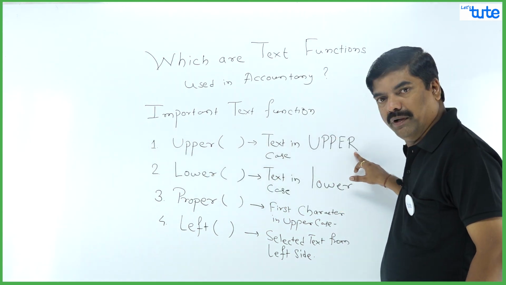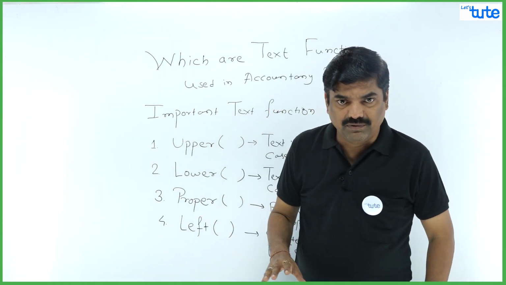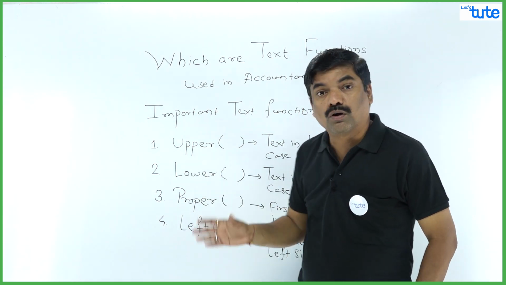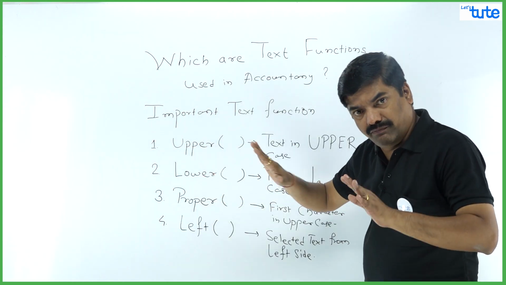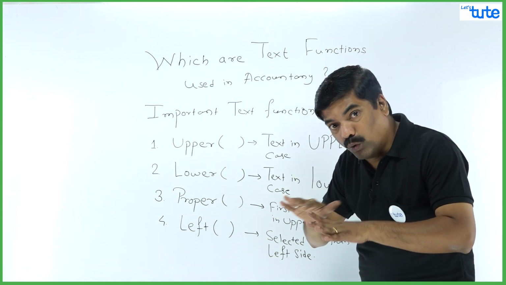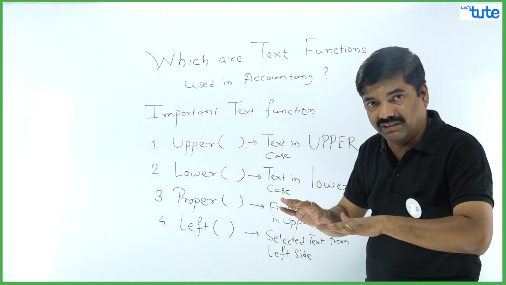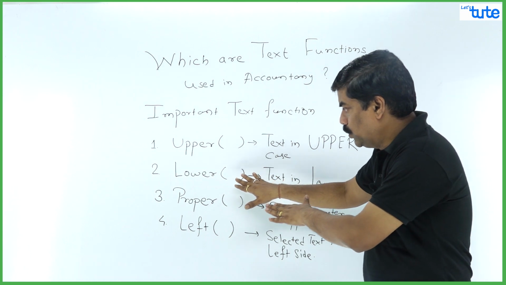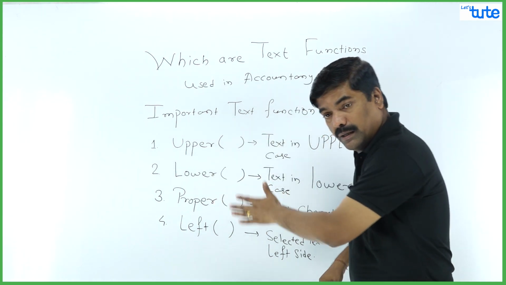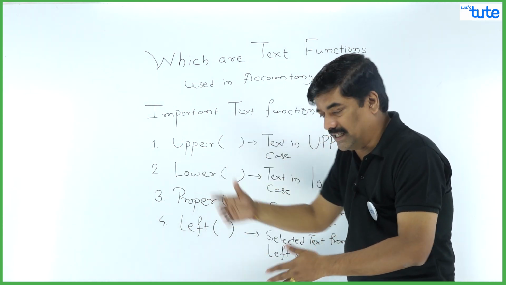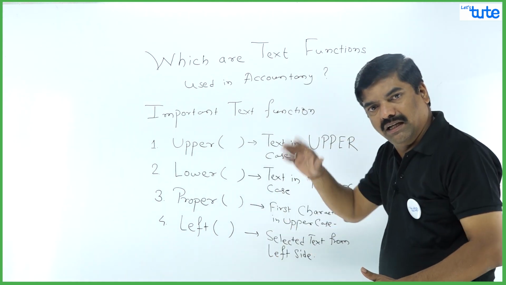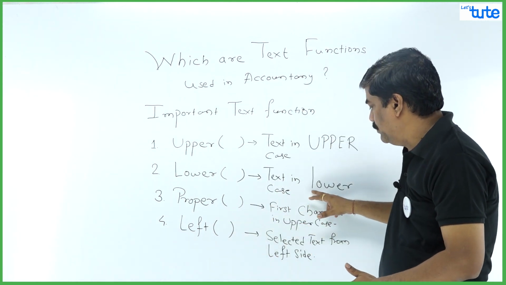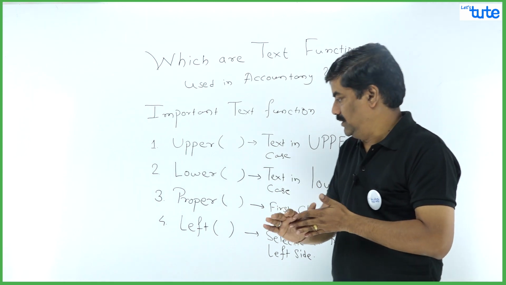Just apply this command: equal to upper, bracket open, select the cell, close the bracket, and you will get the answer in uppercase. Now Excel has given a different command for lowercase also. If you want text in lowercase, then Excel has given a facility to apply this command: lower, bracket open, select the cell, close the bracket, press enter key, and you will get your answer in lowercase.